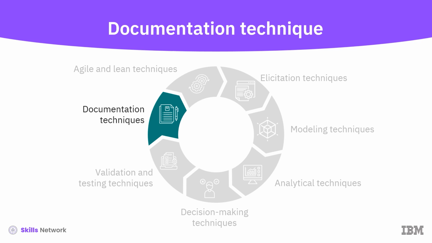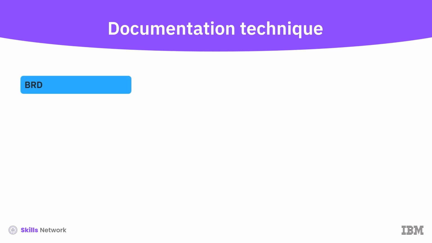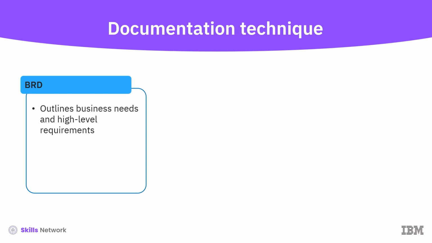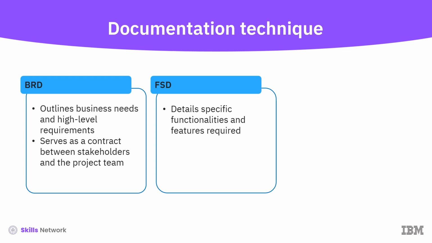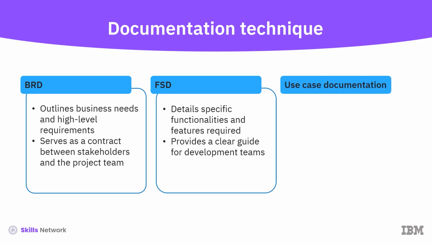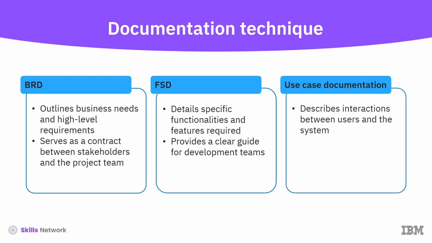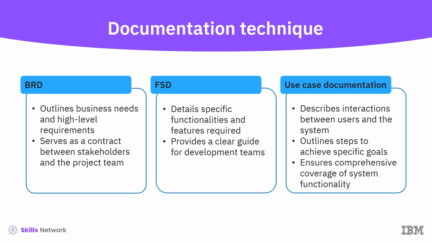Further, thorough documentation is essential for recording requirements, decisions, and processes. The Business Requirements Document, or BRD, outlines the business needs and high-level requirements, serving as a contract between stakeholders and the project team. The Functional Specification Document, or FSD, details the specific functionalities and features needed, providing a clear guide for development. Use case documentation describes interactions between users and the system, outlining steps to achieve specific goals, and ensures that all aspects of the system's functionality are captured and understood.